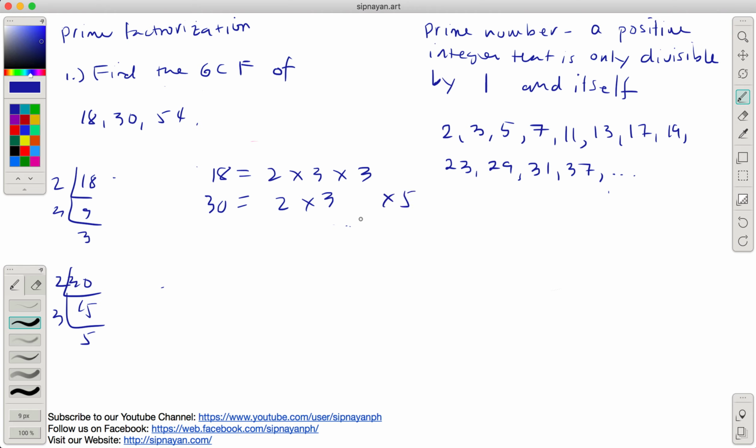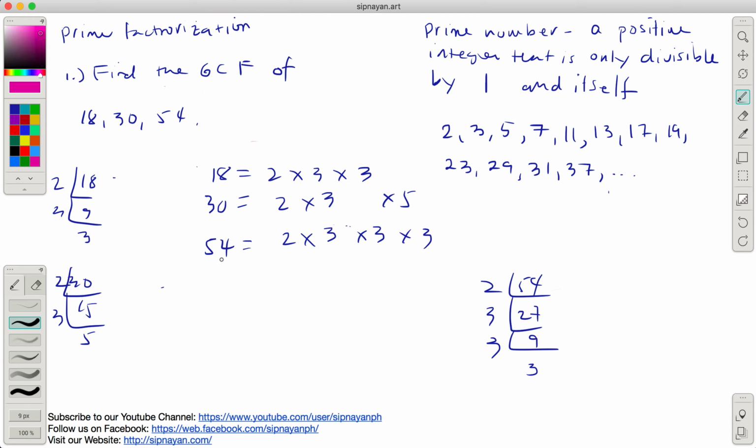Walay siguro natin yung 5 para kung may 3 later dito, pwede natin i-accommodate. The next one is 54. So, ano kaya ang 54? So, 54 divided by 2 is 27, divided by 3, 9, divided by 3, 3. So, ilan yan? 2 times 3 times 3 times 3.